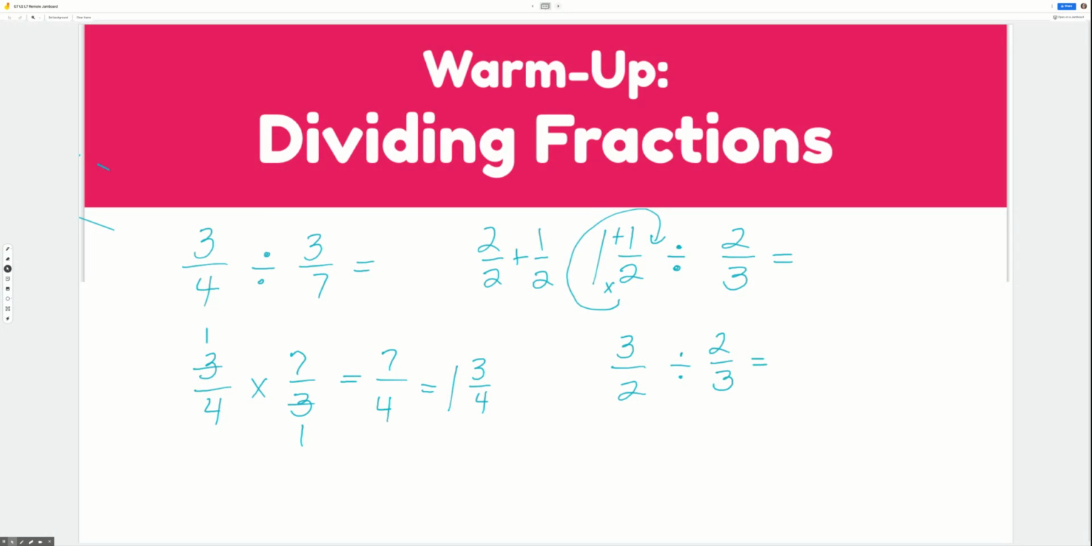2/3. And I know that I need to stay with my original fraction and multiply it by its reciprocal. So it becomes 3/2 times 3/2, which is 9/4. I multiply across. 3 times 3 is 9. 2 times 2 is 4. And I can rename that as 2 1/4. Because I know that 4 goes into 9 2 times, and I have a remainder of 1/4 left over.